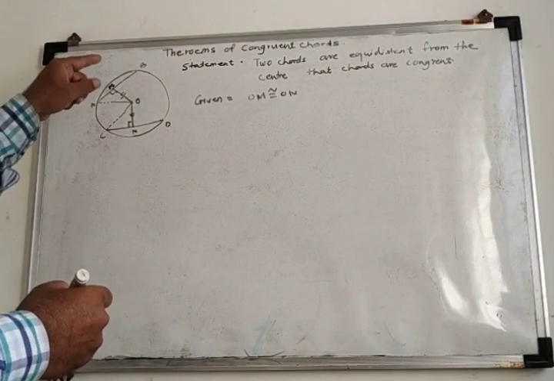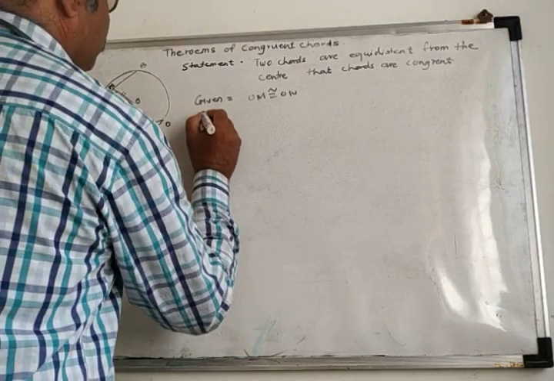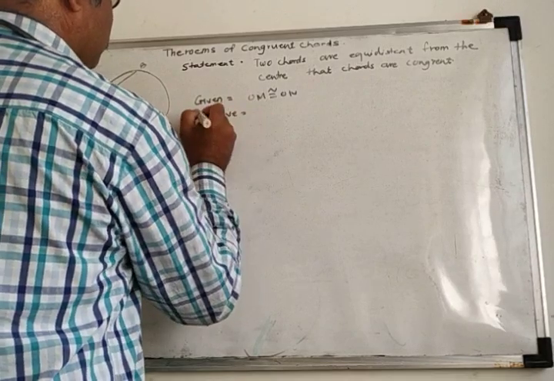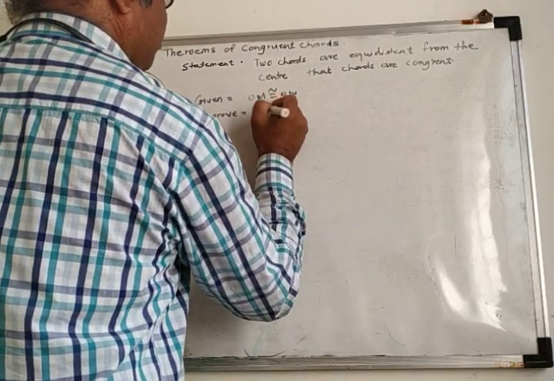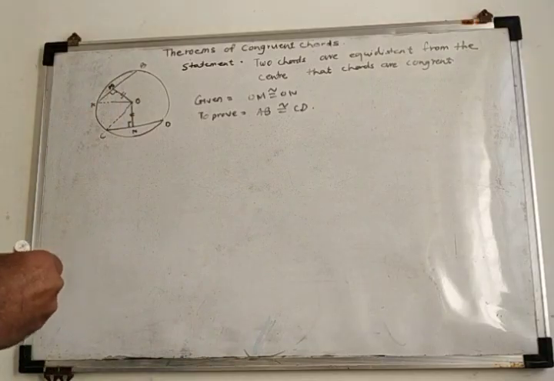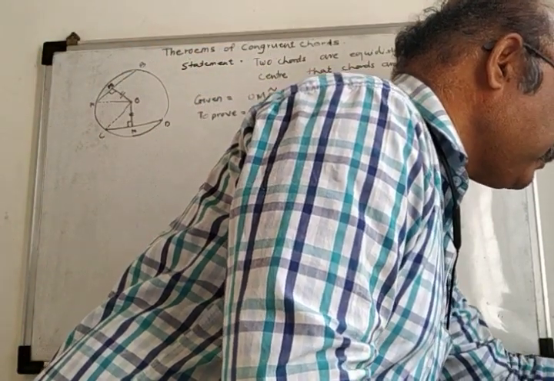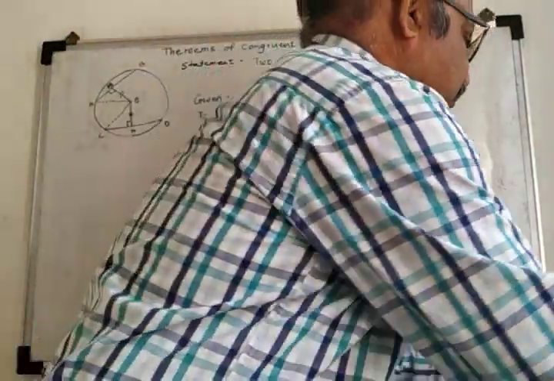These are perpendicular. And again, what is to be proved? Here, AB congruent to CD. This is a very simple theorem.